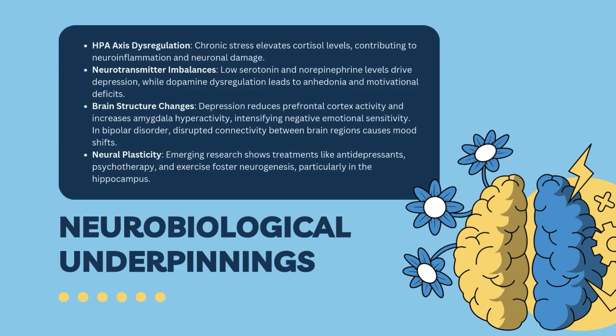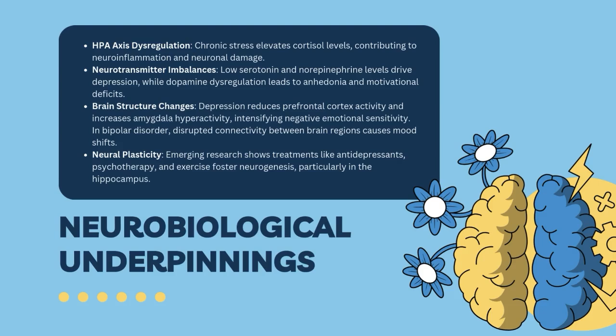Low levels of serotonin and norepinephrine are associated with depression, while dopamine dysregulation contributes to anhedonia, or that loss of pleasure, and motivational deficits. Structural changes in the brain also play a role. So, for instance, that prefrontal cortex, responsible for decision making and emotional regulation, often shows reduced volume or activity in individuals with depression. The amygdala, which processes emotional stimuli, can become hyperactive, leading to heightened sensitivity to negative experiences.